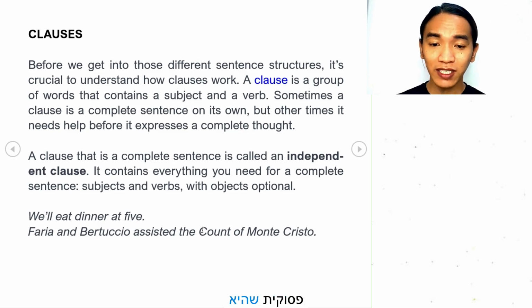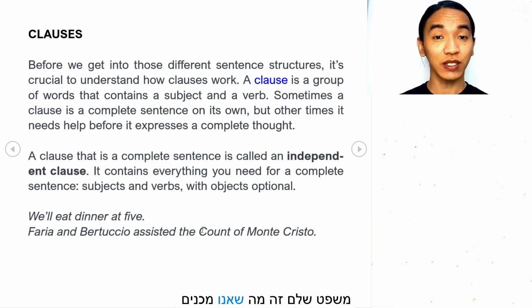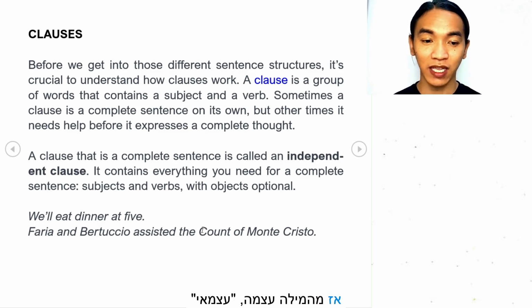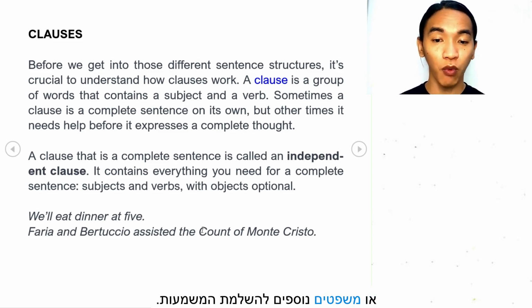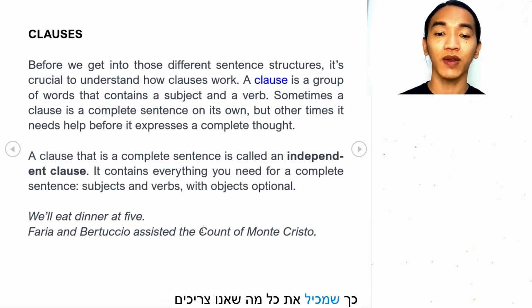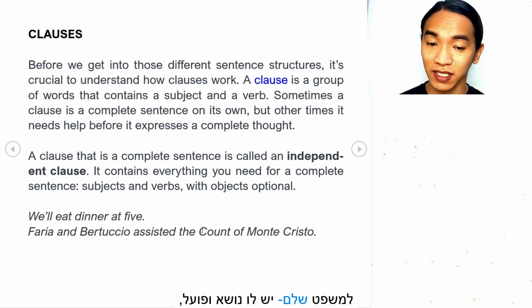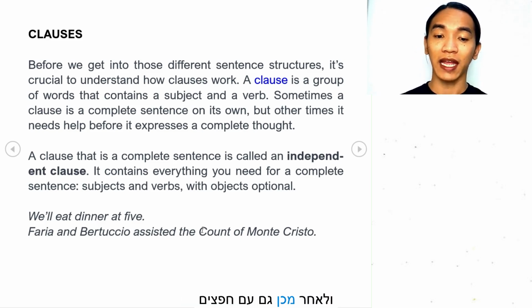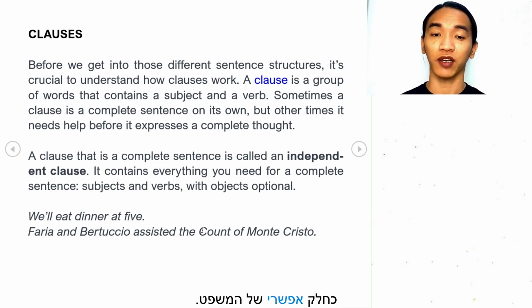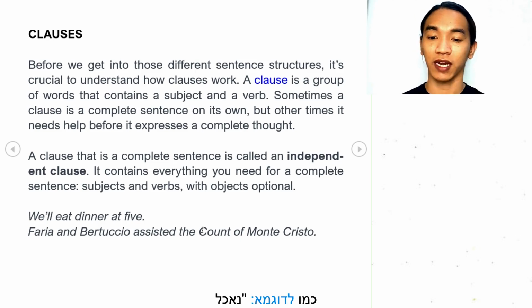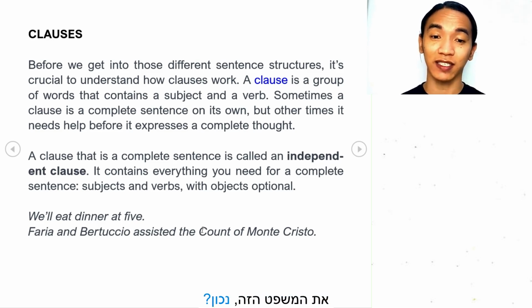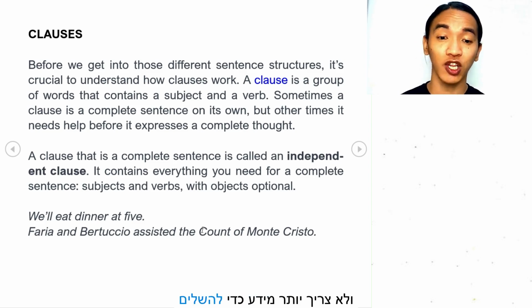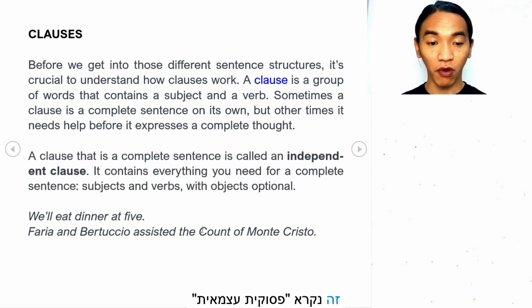Okay, now a clause that is a complete sentence is what we call your independent clause. So from the word itself, independent, it means it doesn't need more help or more sentences to complete the meaning. So it contains everything you need for a complete sentence. It has a subject and verb, and then with also objects as an optional part of the sentence. Like, for example, here, we'll eat dinner at 5. So we completely understand this sentence, okay? And it doesn't need more information to complete its meaning. So therefore, this is what we call your independent clause.